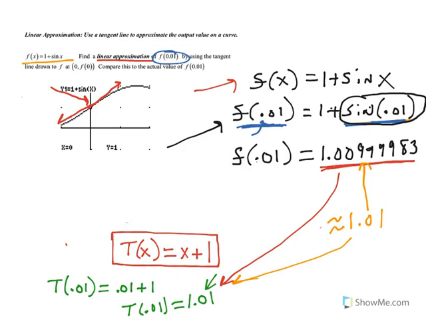So linear approximation is essentially using a straight line to represent a curved line, and the outputs on the straight line are going to be very close to the outputs on the curved line near that point of tangency. If you get further away from the point of tangency, obviously the output on the line is not going to be very close to the output on the curve. But as long as you stay relatively close, right around that point of tangency, they should be very similar to each other.